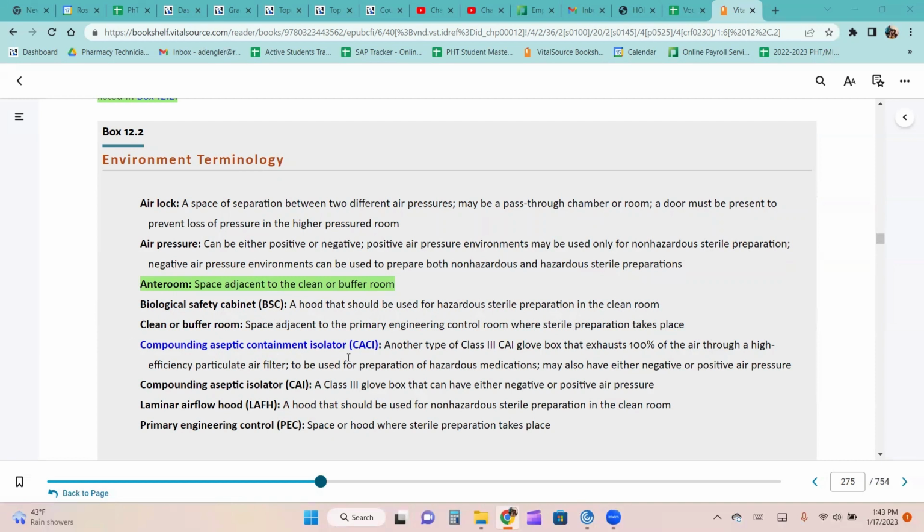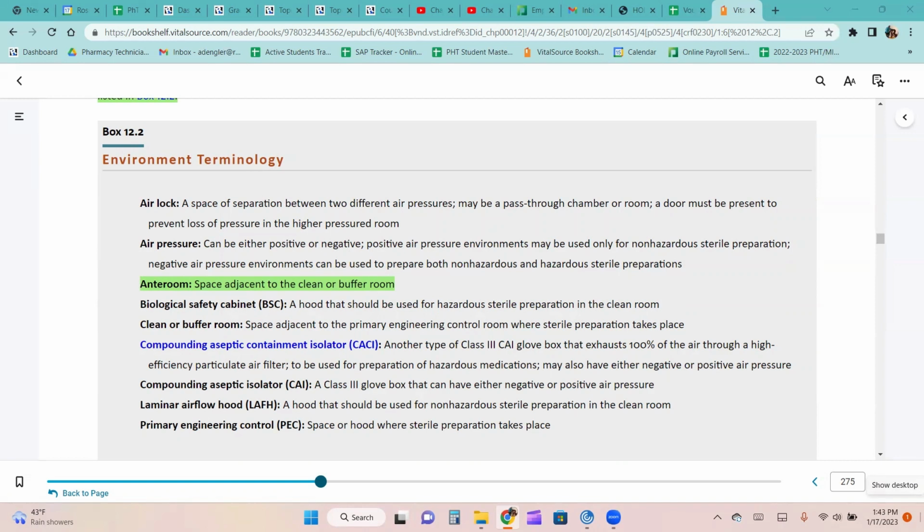Compounded aseptic containment isolator, another type of class 3 CACI glove box that exhausts 100% of the air through a high efficiency particulate air filter. A compounding aseptic isolator, a class 3 glove box that can have either negative or positive air pressure. A laminar airflow hood, a hood that should be used for non-hazardous sterile preparation in the clean room.